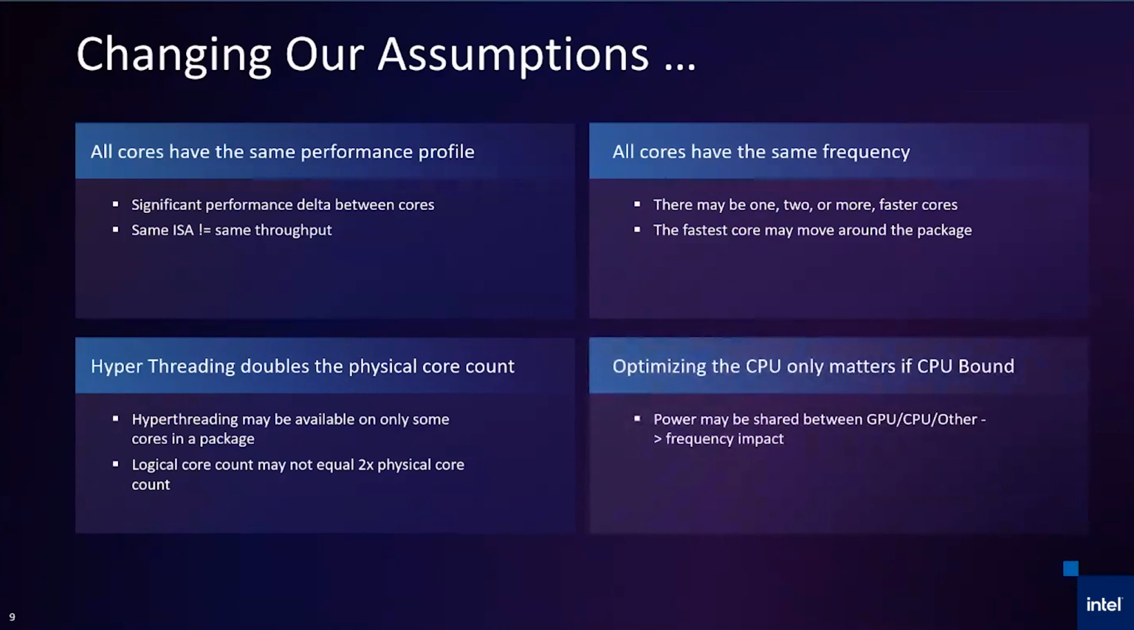The final assumption people made was it was only worth optimizing the CPU if you were CPU bound. This hasn't been true for a while, especially with mobile, where optimizing the CPU allows additional power to be directed towards the GPU, increasing the GPU's frequency and helping if you were GPU bound.